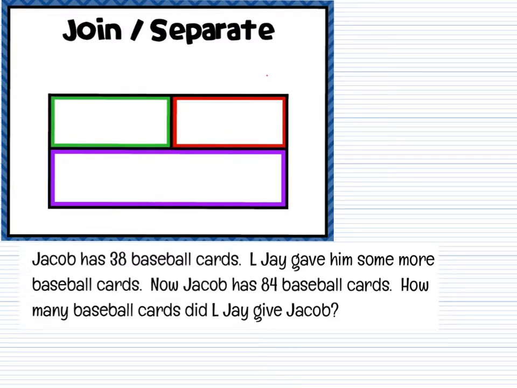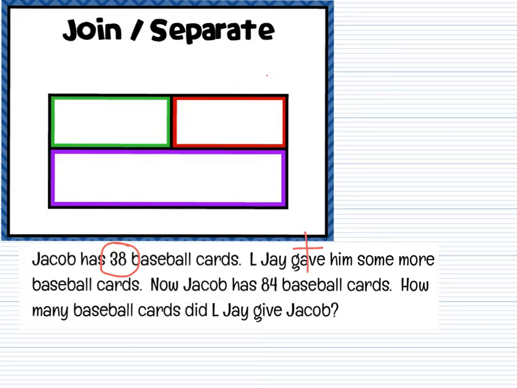Let's go through our word problem and figure out what's going on. Let's find our numbers and let's see if we can determine which operation we're doing in this problem. So let's see. Let's start off with Jacob has 38 baseball cards. So did I have a start number? Yes, I absolutely did. I have a start number. Jacob has 38 baseball cards. LJ gave him, okay, if LJ gave him, addition or subtraction? Good, addition. So this is a join.